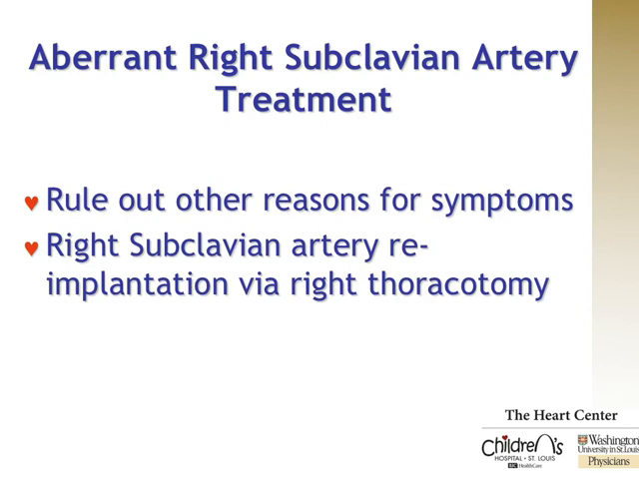But if other reasons have been ruled out, if somebody still seems to have significant symptoms, I think it's a very reasonable approach to move that vessel from its retroesophageal course via right thoracotomy, do a reimplantation of that right subclavian artery, take it off the descending aorta, move it forward, and connect it directly to the right common carotid artery. Very similar to what was seen in one of those earlier slides that we do for the vascular rings of right arch variation.